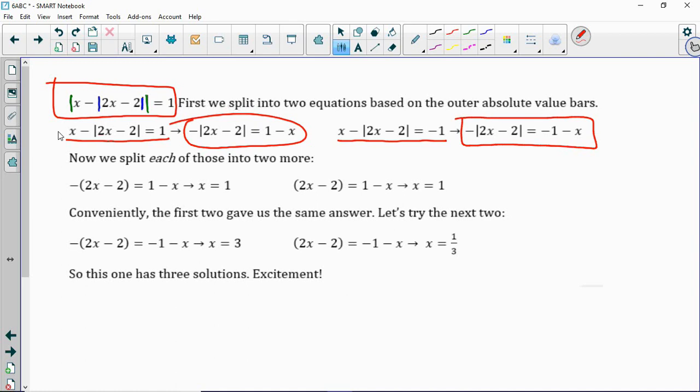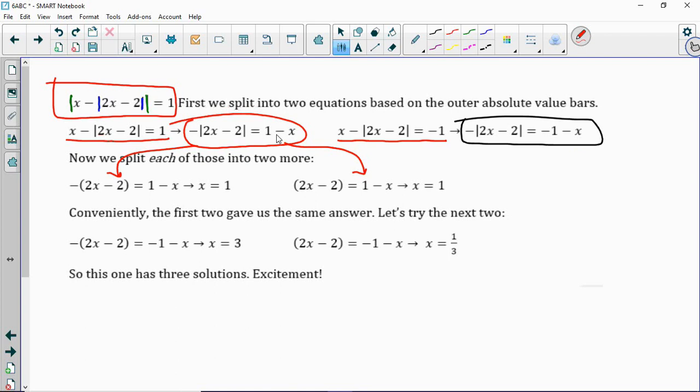Now, each of those is going to get split. So now we're going to get rid of the inner absolute value bars, the original blue ones. So now we're going to split each of those into two separate equations to get rid of the second absolute value bars. So this one's going to go here. We take negative 2x minus 2 equals 1 minus x, but also here, in this case, I changed the sign of the left side that had the absolute value.